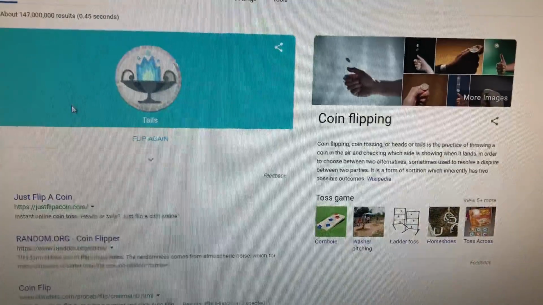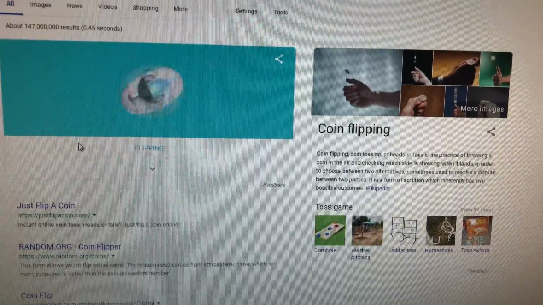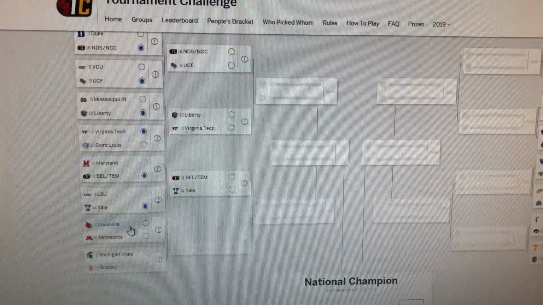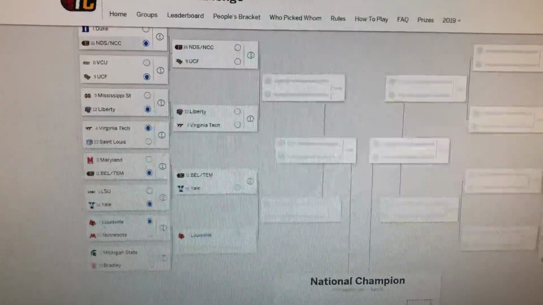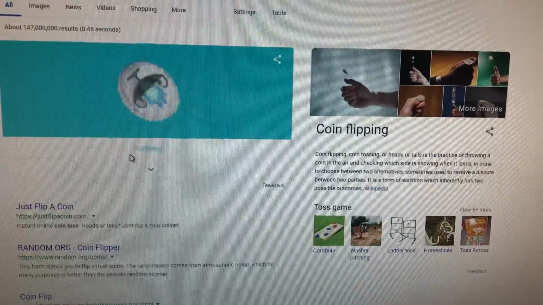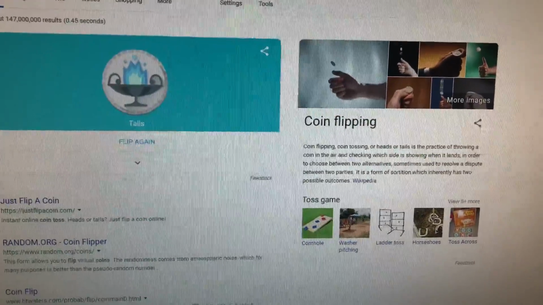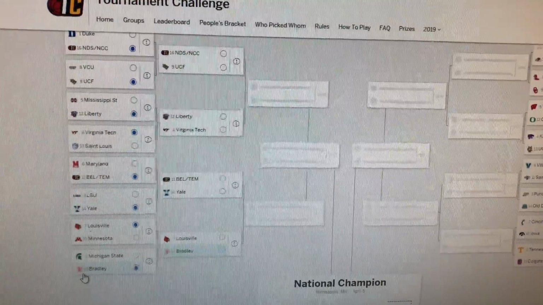Next up, we have Louisville and Minnesota. Who will we have moving on here? Will we have heads? We do have heads. Our second high seed, or low seed, whatever you want to call it, moving on. Michigan State and Bradley. Will we see another huge upset? We do. We have Bradley moving on as the 15 seed.